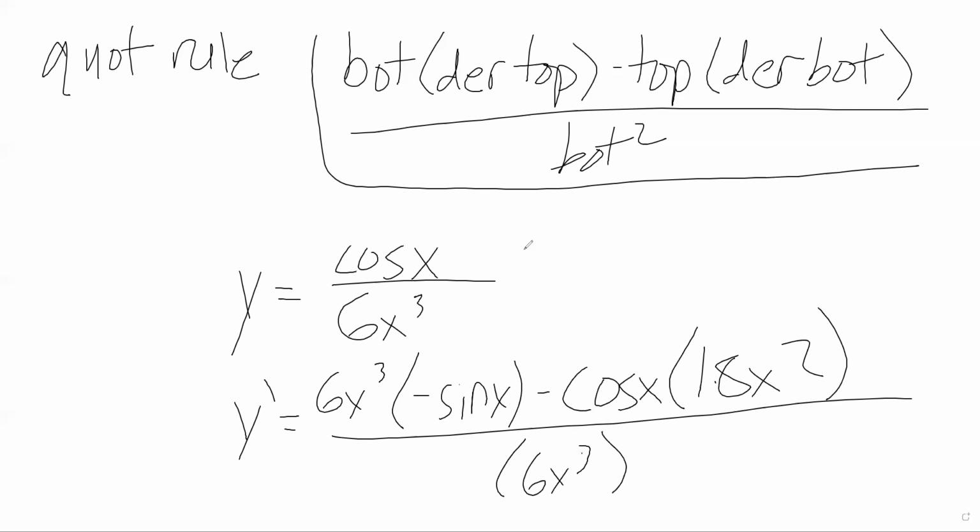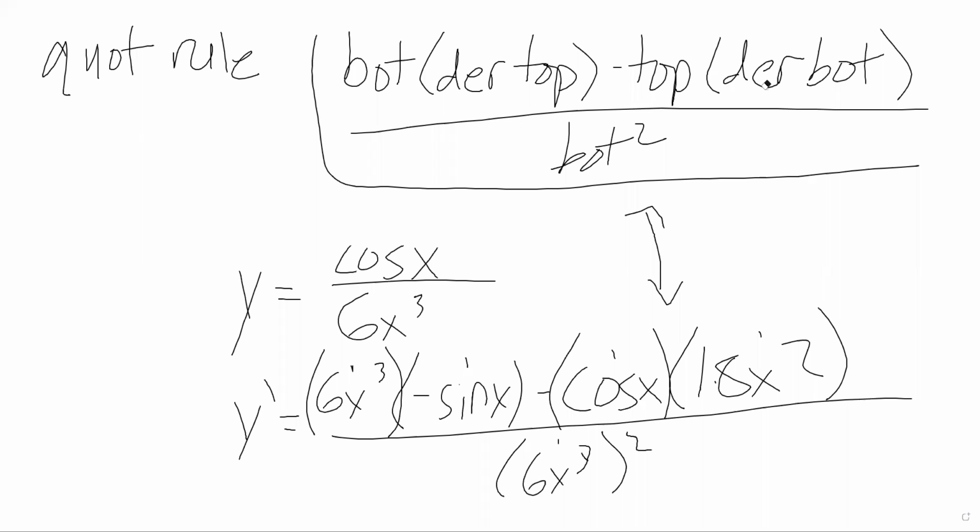Always use parentheses. Parentheses are your friend. I can even put something like this in parentheses just to be extra sure. Actually, you're going to want to put this in parentheses so that it doesn't look like minus the cosine of x times that. Just the more parentheses, the better. So we're going to go back and check this. So we have bottom times the derivative of the top minus the top times the derivative of the bottom all over the bottom squared. Yep, looks good.